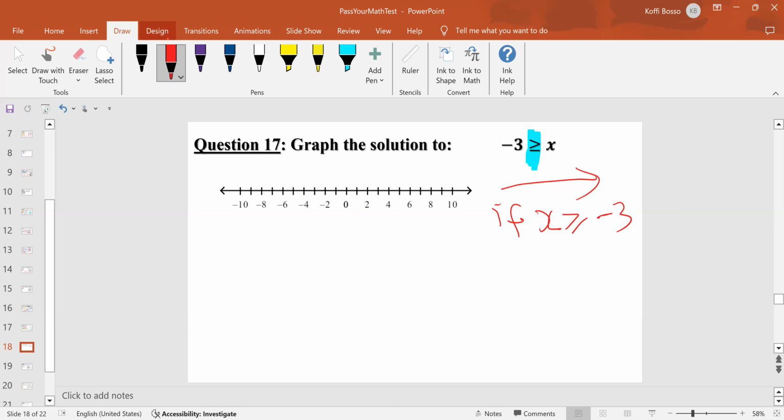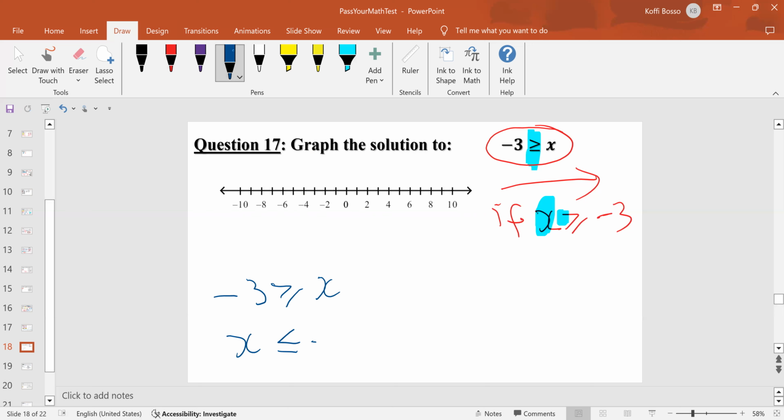But can we switch this? Because usually we have x before the number. Like here, we have x before the number. In that case, we follow the direction of the symbol. It's not the case there. But can we switch? Yes, it's possible to switch. If you have negative 3 is greater than or equal to x, this is telling you that x is less than or equal to negative 3.